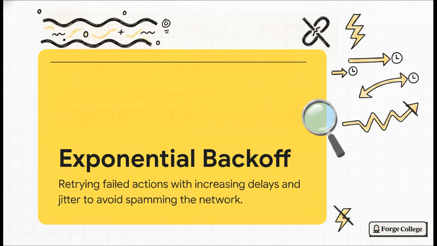But let me give you a very strict warning right here. This strategy is only for transient RPC failures. If the blockchain rejects your transaction because your data is fundamentally invalid, that is a deterministic failure. Do not retry that. Just fail fast, log it, and figure out what went wrong.